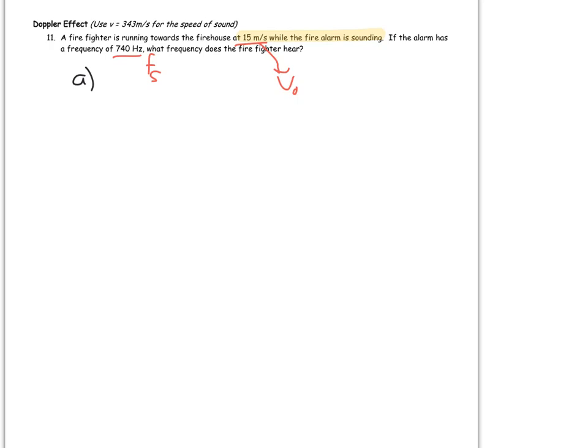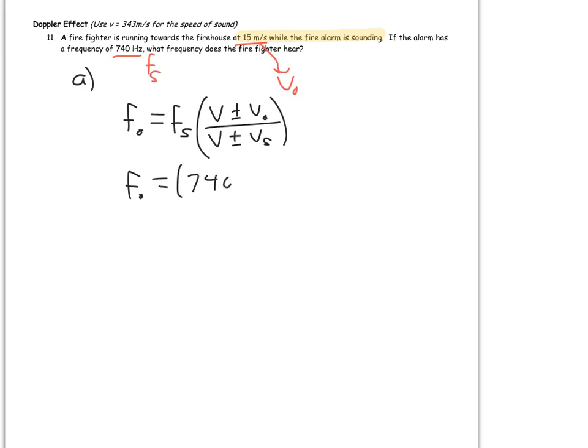So we're going to go ahead and set up our equation for the Doppler effect. The Doppler effect tells us the frequency observed is equal to the frequency of the source times V plus or minus VO all over V plus or minus VS. So let's go ahead and work through that. So we're looking for the frequency observed. We know the frequency of the source is 740 hertz. That's the actual frequency emitted by the firehouse.